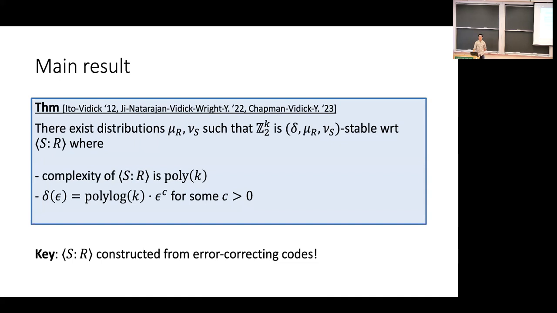Sorry? You don't care how big the constant is? It's some universal constant. I mean, we can probably write it down. It's probably like 1 over 70,000. Yeah, smaller c is worse.